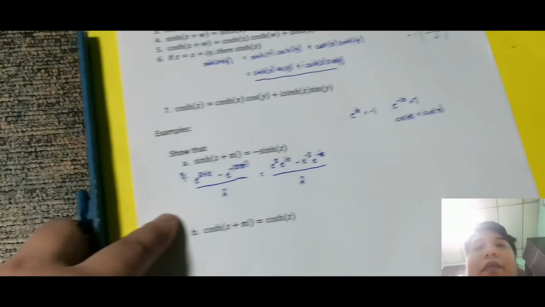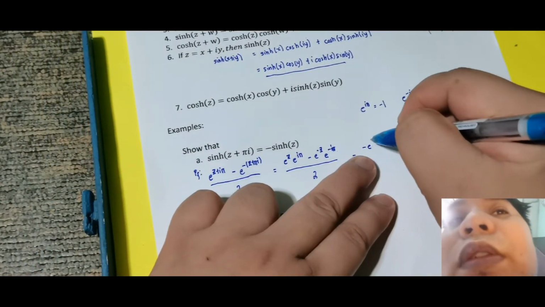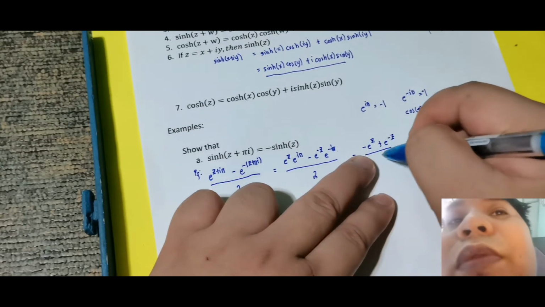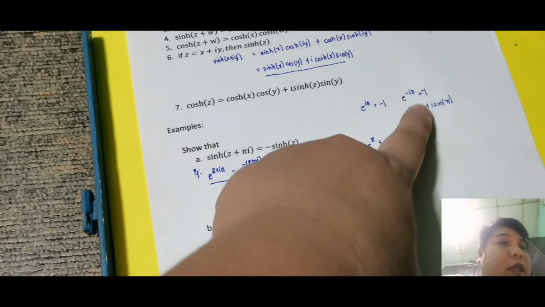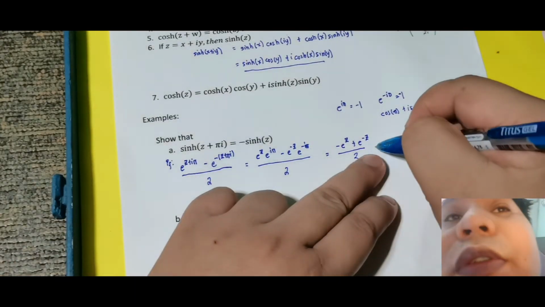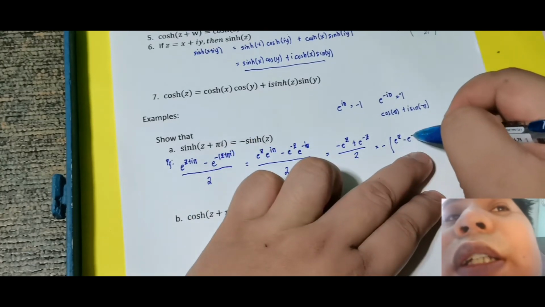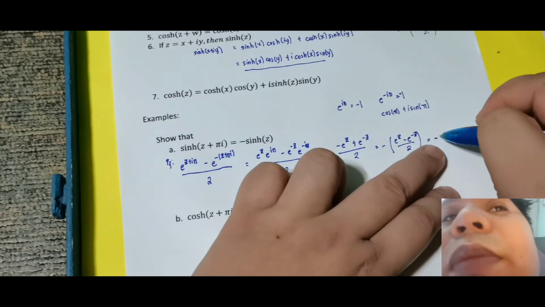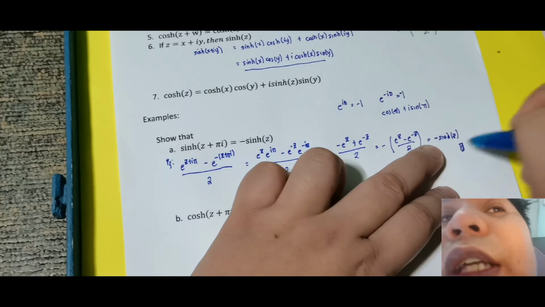Sorry about that. Okay, so this is equal sa negative e raised to z plus e raised to negative z all over 2. Kasi negative 1 times negative na to, negative times negative, that is positive. Okay, then labas ko lang yung negative. So, labas yung negative. Then this is e raised to z minus e raised to negative z all over 2, which is equal sa negative ng sinh of z, which is done.